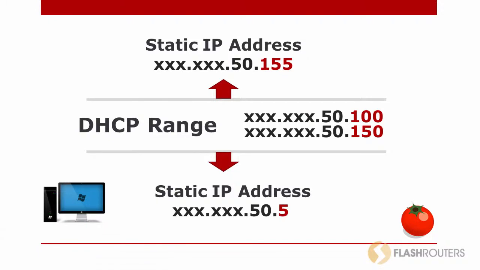Once you've assigned a static IP address to your computer, you should be able to log back into the router. Just be absolutely sure that when you change the computer's IP address, you are using the exact same subnet as your router. So, if you gave your router an IP address of 192.168.50.1, be sure that you assign your computer an IP of, say, 192.168.50.5 or 155. Just remember that it's always best to use a number either above or below your DHCP range.